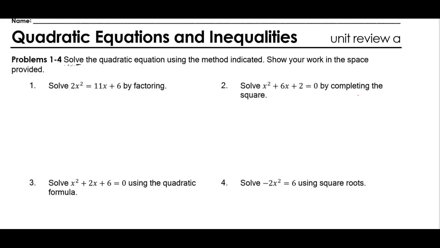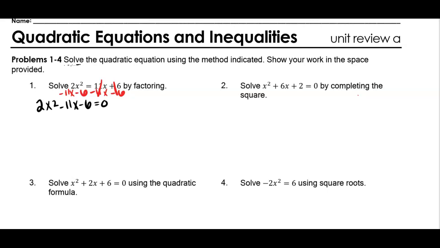So to start with the first one, by factoring, we're going to have to first make sure it's equal to 0. So I see I have a positive 11x. I'm going to subtract 11x from both sides. This cancels out, but I also have a plus 6. I'm also going to subtract 6 from both sides. And my new problem will now become 2x squared minus 11x minus 6 equals 0.